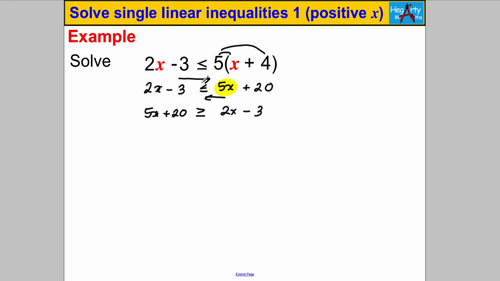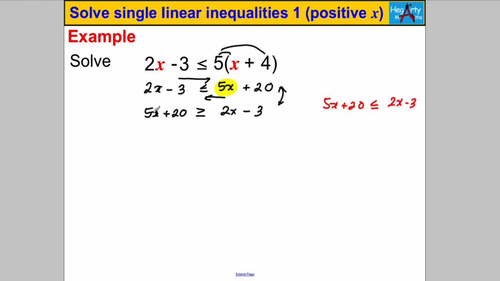Okay, but I did have to swap the way the inequality worked as well in order to keep the same inequality going, because these two things mean the same. If I had written 5x add 20 on that side and kept the same sign there, 2x subtract 3, I'd have been changing the question. So I'm preserving the same question by keeping the inequality sign the right way.